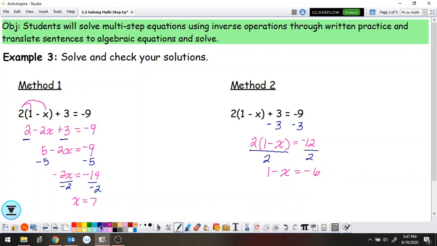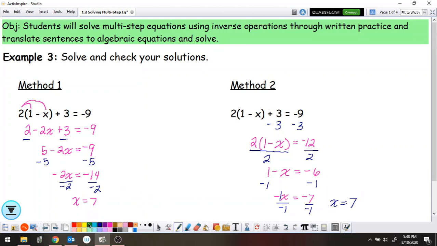So now I can isolate x by subtracting 1 from each side, and that leaves me with negative x equals negative 7. And if I remember that this is like saying negative 1x, divide both sides by negative 1, and I have x equals 7. Now, assuming I didn't make any mistake as I solved this with either method, this should be enough to tell me that, well, 7 is my answer.